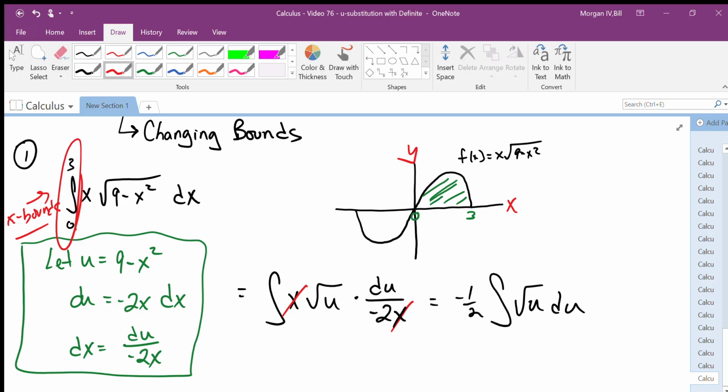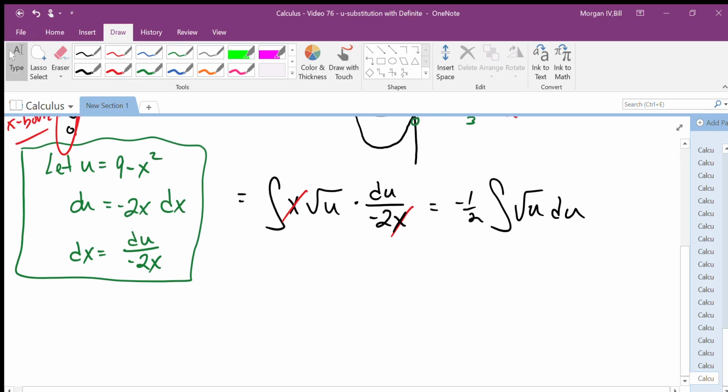But now that we have done a u substitution, we no longer have x's. We have u's. And so I can't use the same bounds. I can't use the bound from x equals 0 to x equals 3 because I have u's, not x's anymore. In fact, what we've done here is a transformation. By letting u equal 9 minus x squared, we have performed a transformation to where we're no longer having an xy coordinate system. Now we have a uy coordinate system.